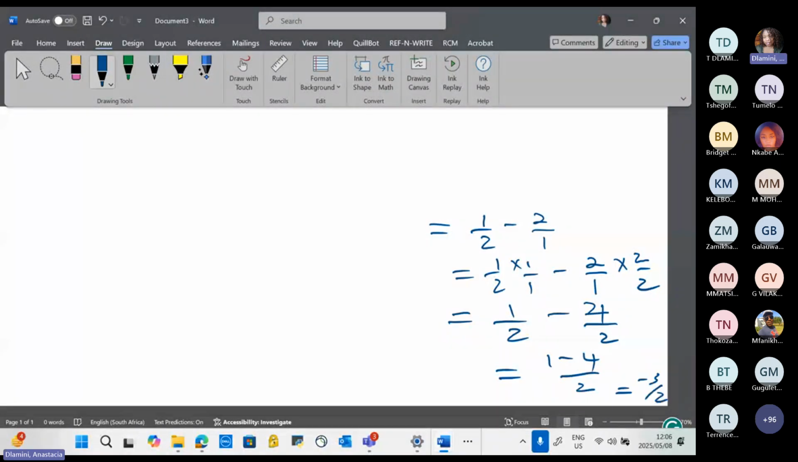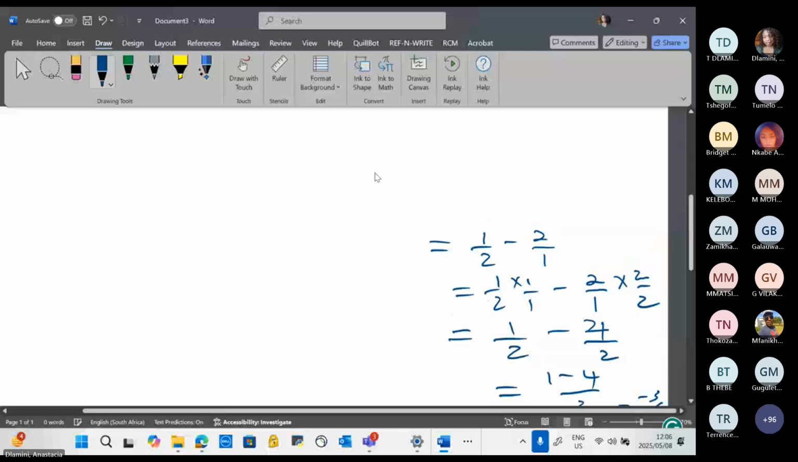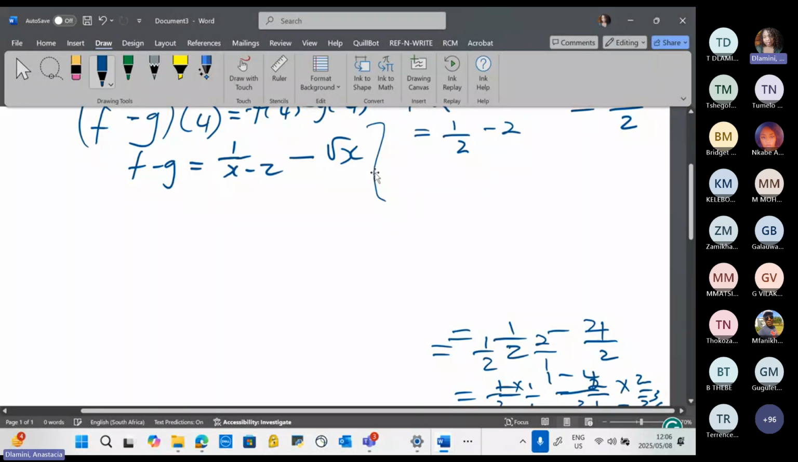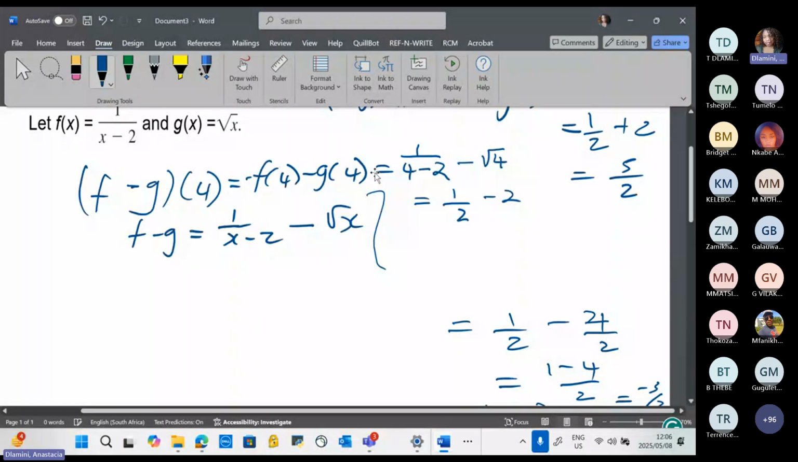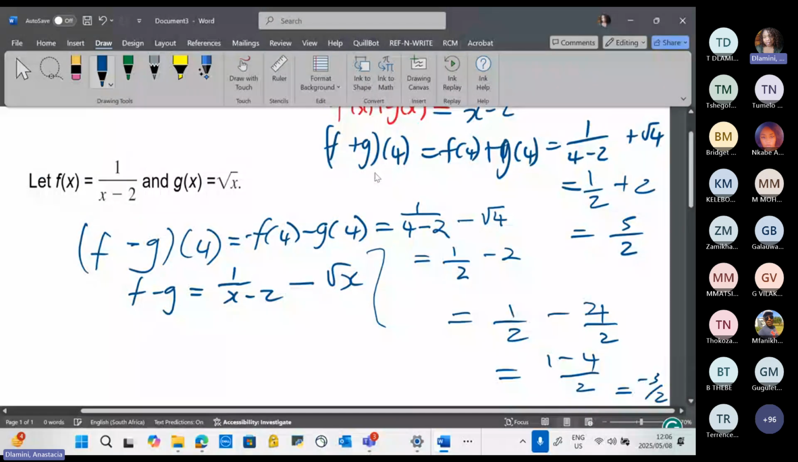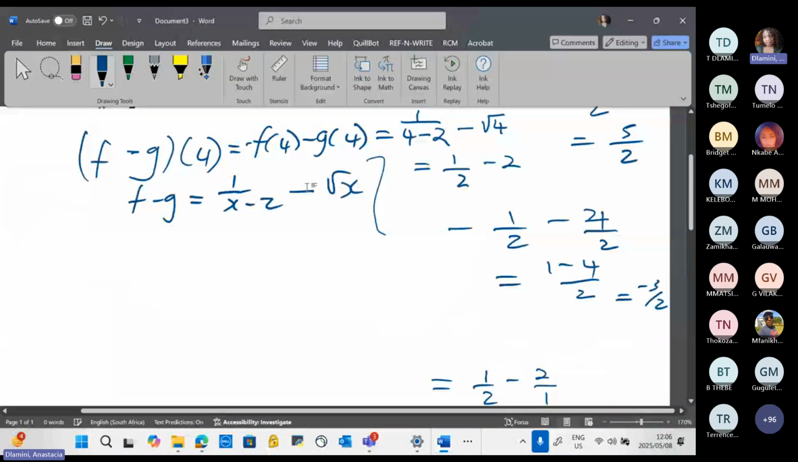Are we all together there? Yes, ma'am. Thank you. The page is moving. I don't know why. Okay, let's make space here.